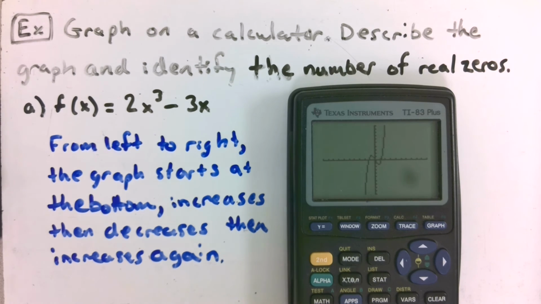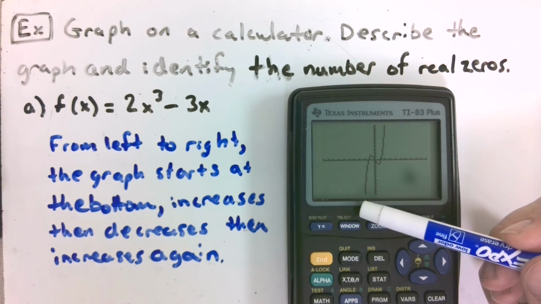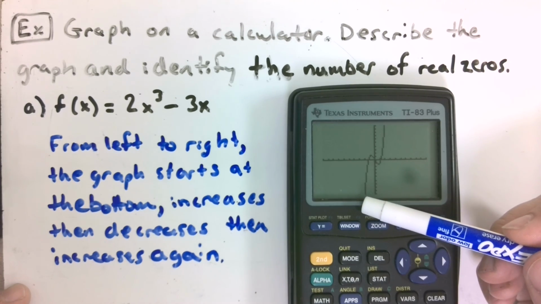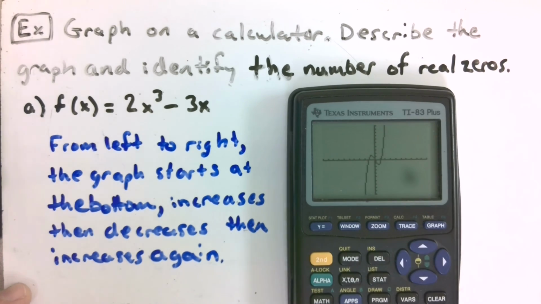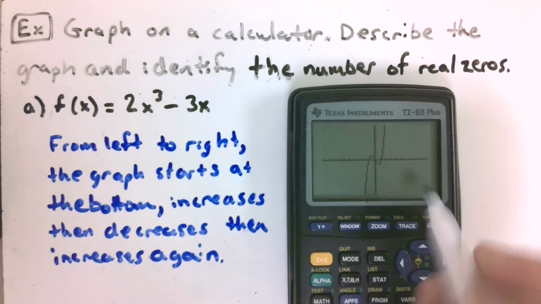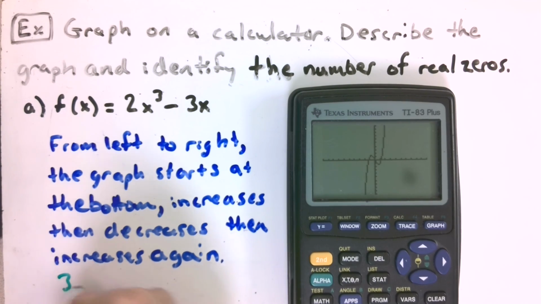I would always go from left to right on your graph, and describe where it's starting. In this case, it started at the bottom. And then as you travel along the line from left to right, talk about what it's doing. And then the other part, we are supposed to identify what appears to be the number of real zeros. So it looks like in this problem, there are 3 real zeros, 3 x-intercepts.